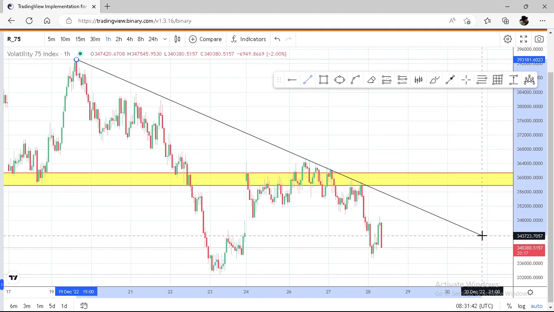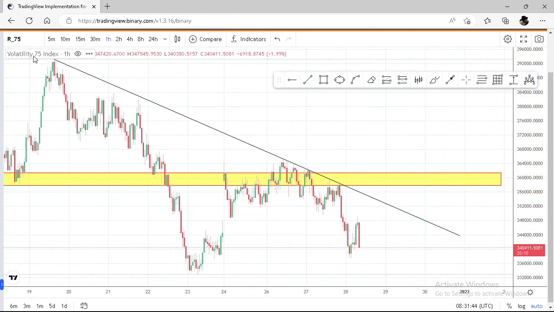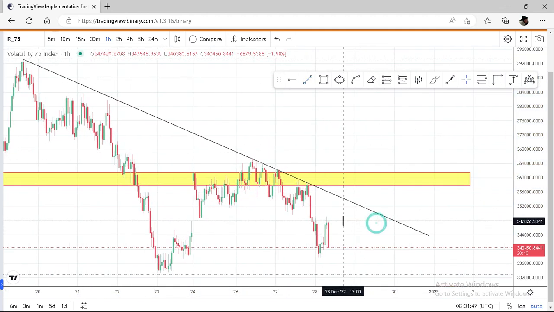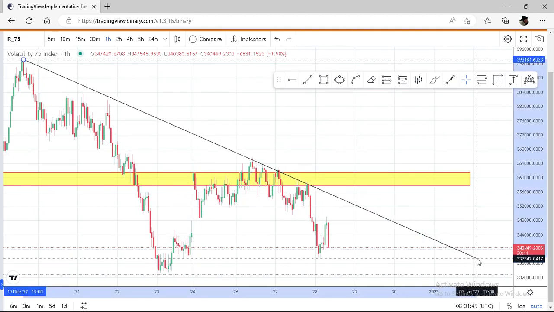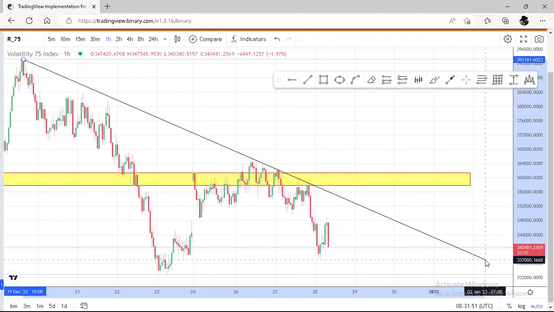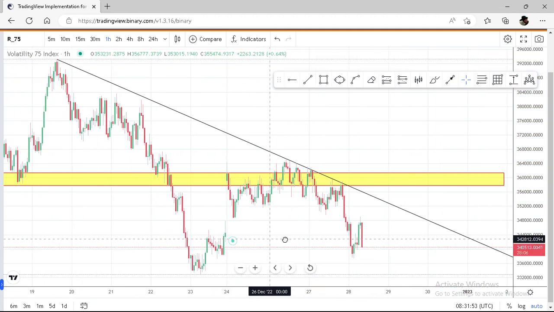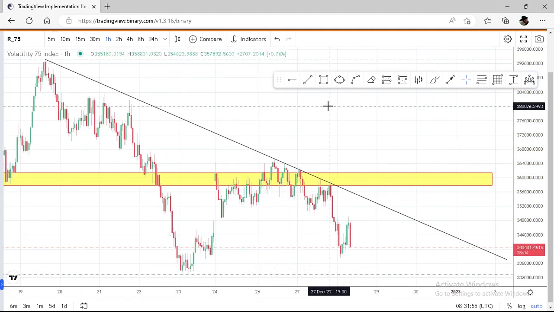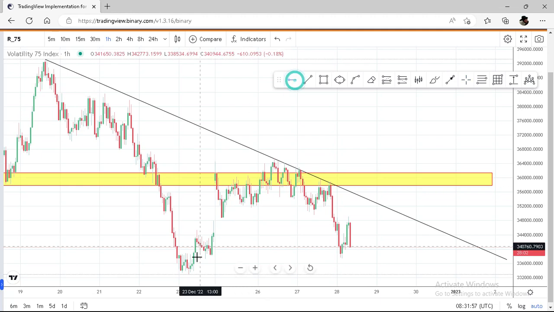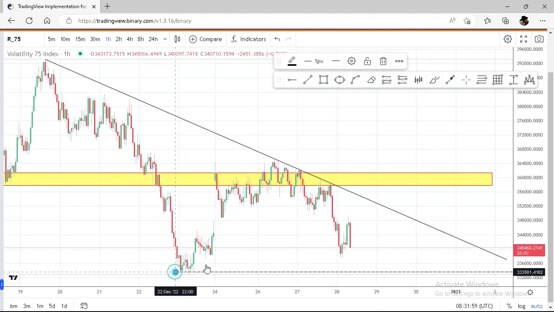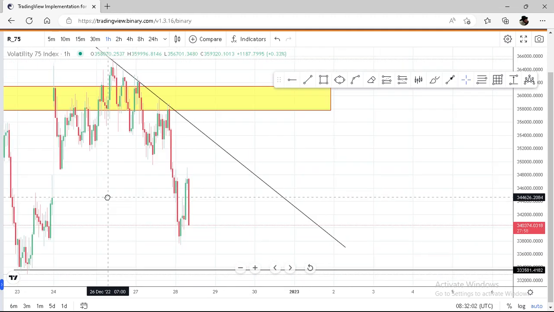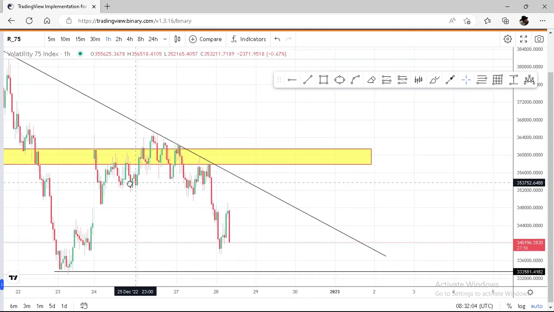So there's nothing much, as you can see here. First touch, second touch, that's how you draw it. Maybe you can just try and extend it a little bit. Now, as you can see, the market is dropping on the downside, so I'm just gonna use this. Okay, so this is what we have here.